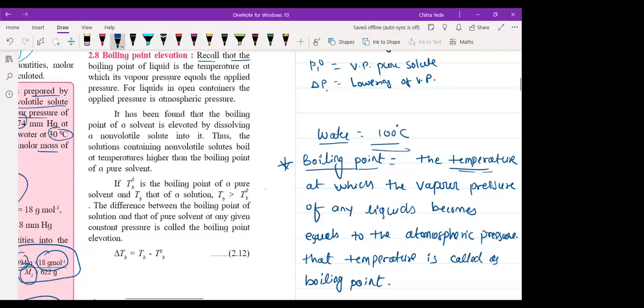Recall the boiling point of a liquid that we discussed already. This is the boiling point. It is the temperature at which the vapor pressure of any liquid becomes equal to the atmospheric pressure. It's called the boiling point.